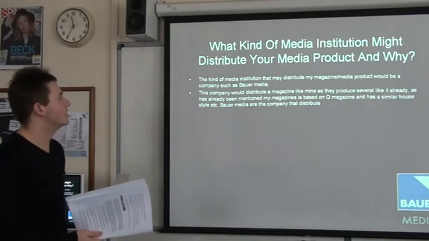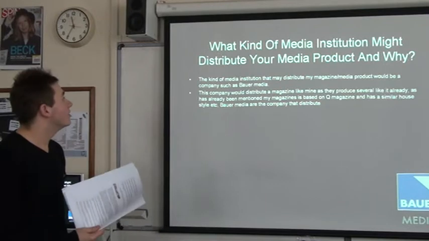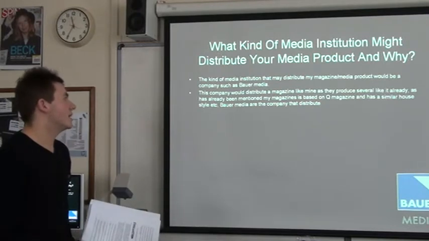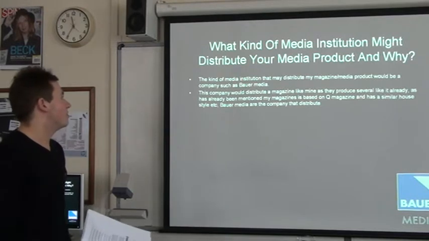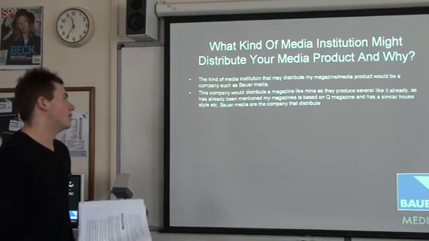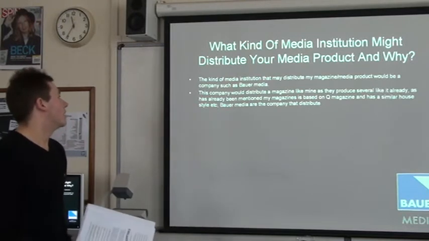What kind of media institution might distribute my media products? The kind of media institution that may distribute my magazine would be a company such as BA Media. This company would distribute a magazine like mine, as they produce several like it already, as has already been mentioned, my magazine is based on Q Magazine and has a similar house style.